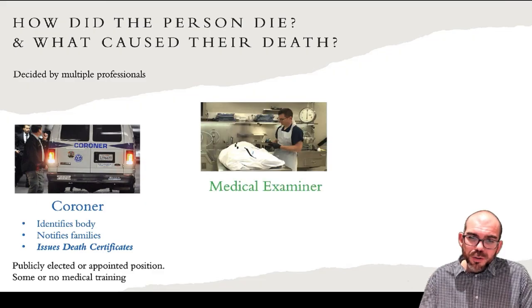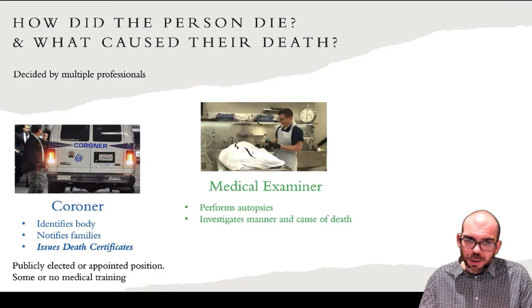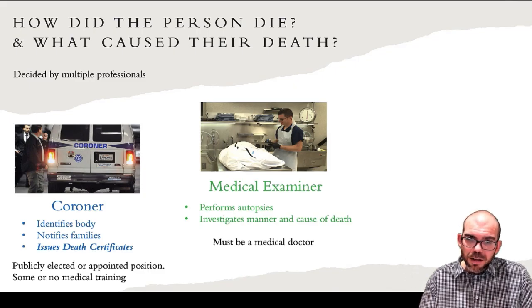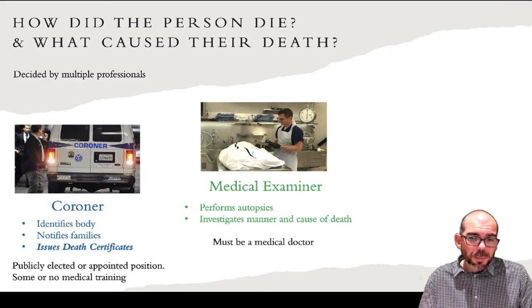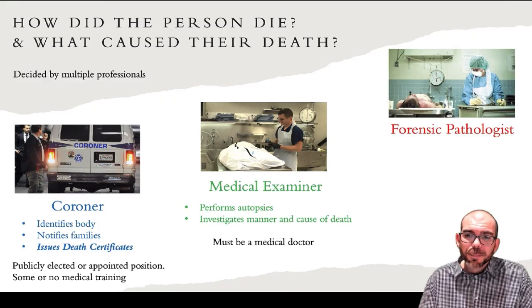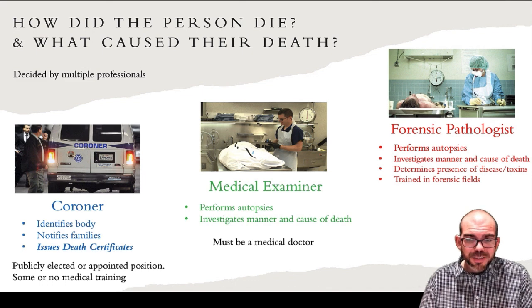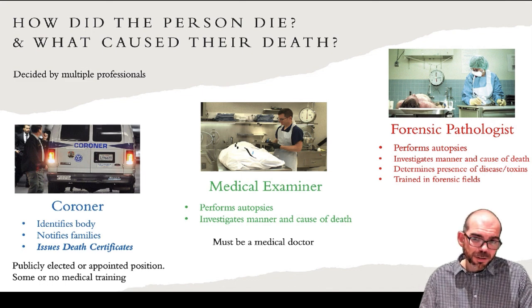Another professional is who we call the medical examiner. The medical examiner is going to be performing autopsies on the body and investigating manner and cause of death. To become a medical examiner, you must be a certified medical doctor. And there are also forensic pathologists. Forensic pathologists perform autopsies, investigate the manner and cause of death, but they can also determine the presence of disease and toxins and have training specific to the fields of forensics.